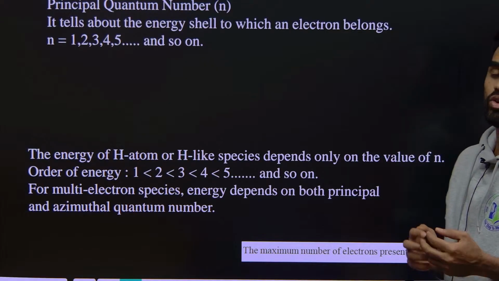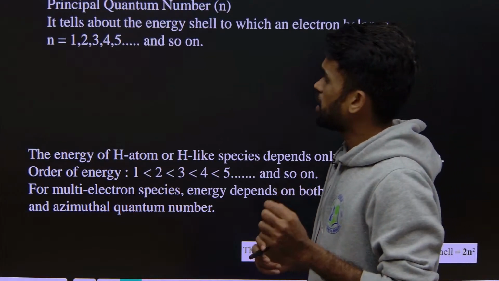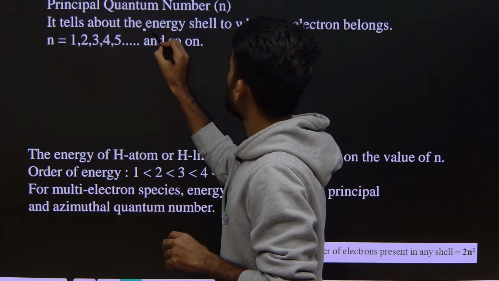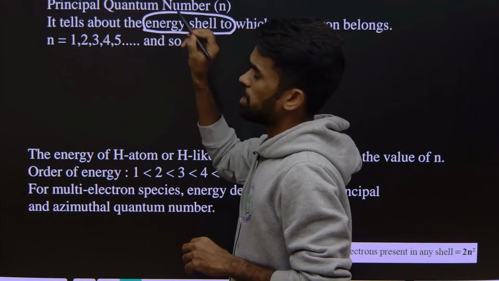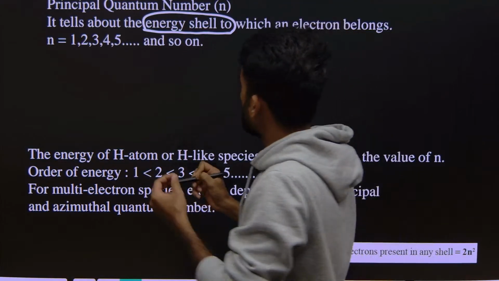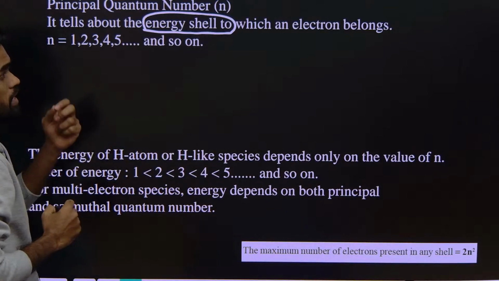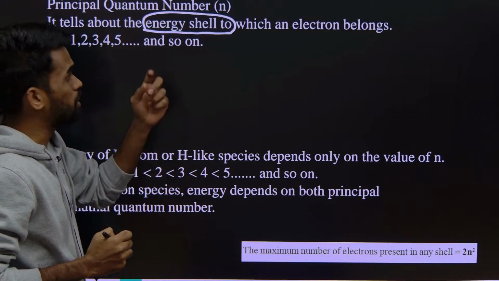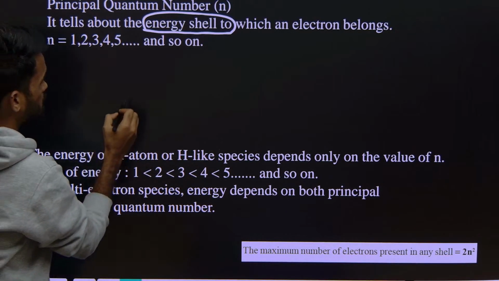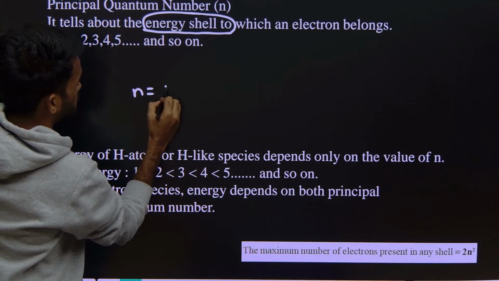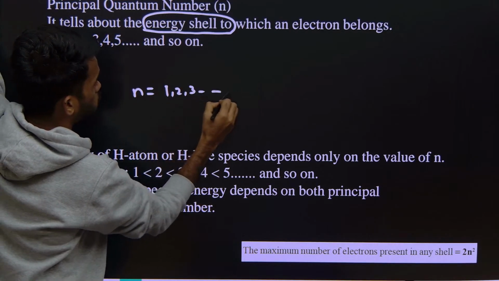So now, what is the use of the principal quantum number? It tells about the energy shell, I mean, in which energy shell or energy level that electron is present or belongs to. The principal quantum number values are given as 1, 2, 3, 4, and so on.